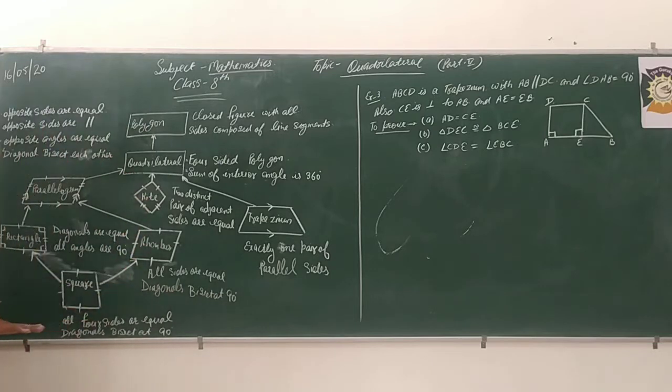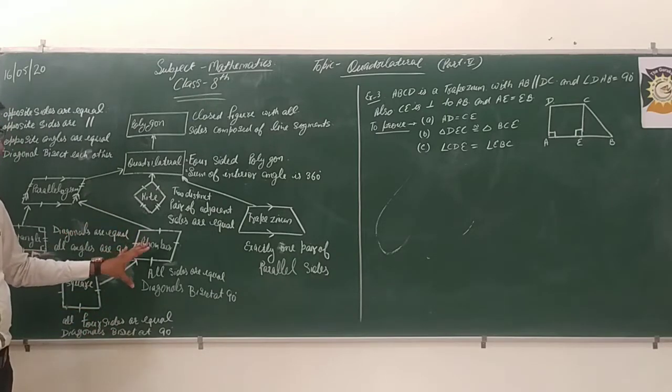So this is the complete chapter. With the help of this flowchart, you can understand each and everything. No need to remember all the properties, that what properties rhombus is having and what properties rectangle is having.